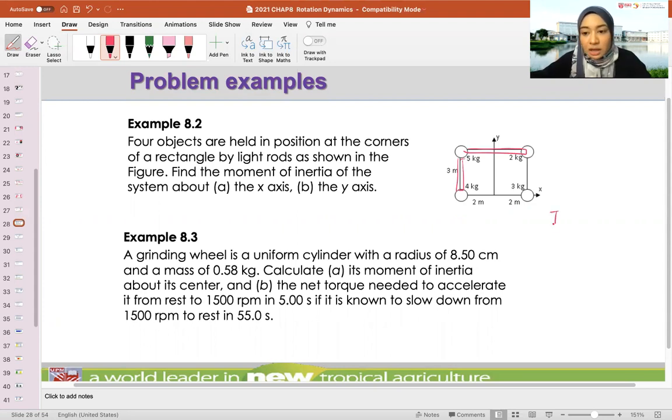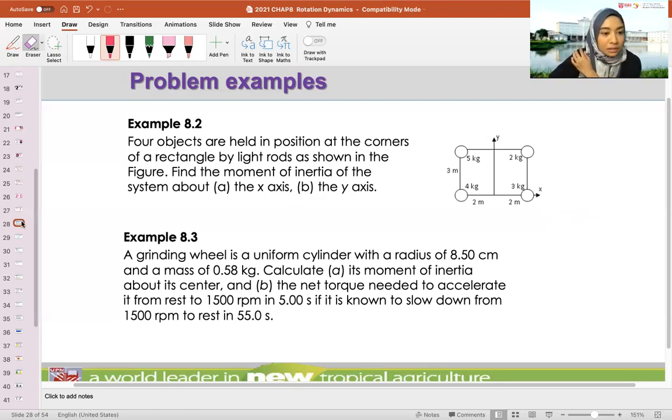So moment of inertia, I is equal to mr squared, right? So if our mass is negligible, if our mass is not significant, we can just say there's no moment of inertia. So that is what they meant by light rods. They could have just said string though. Okay, never mind. Of a rectangle by light rods as shown in the figure. Find out the moment of inertia of the system about the x-axis and also about the y-axis.